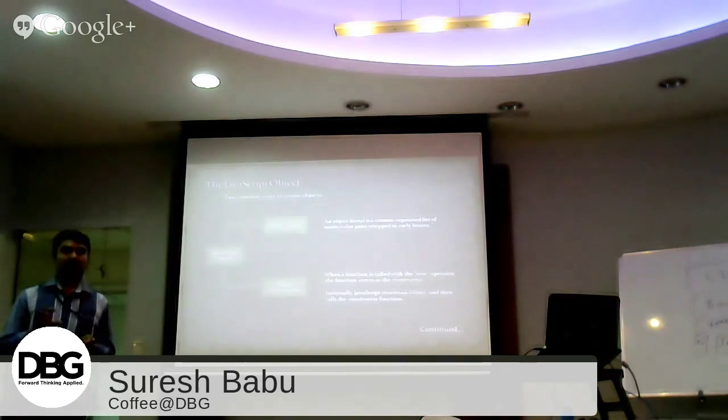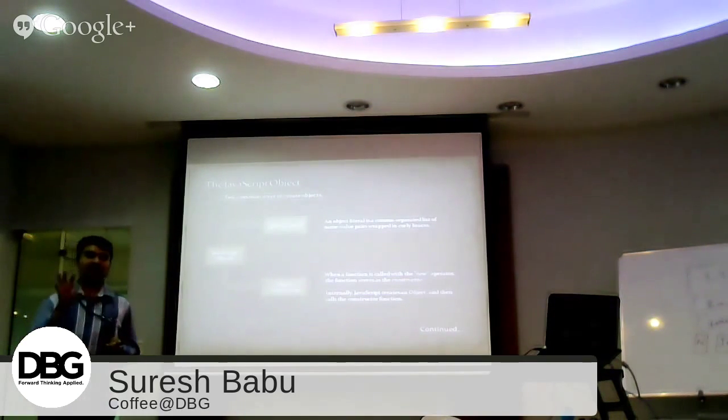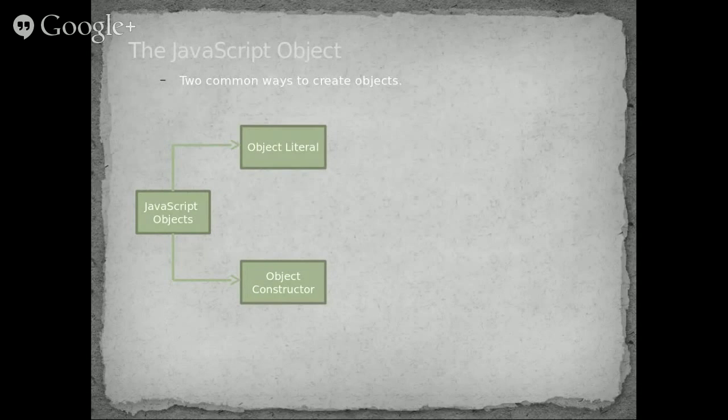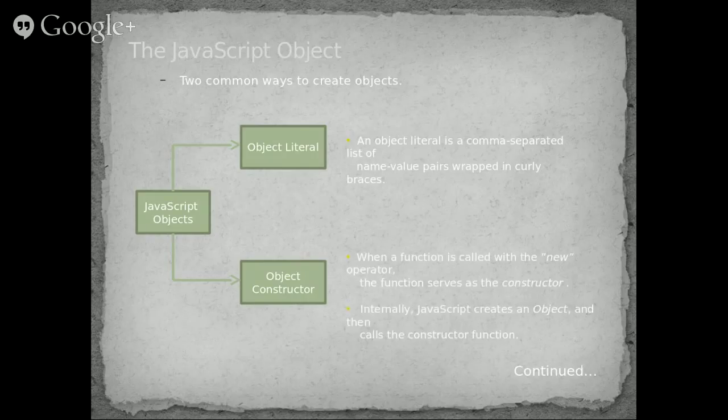Object constructor: in JavaScript, functions are objects. When you call a function with the new keyword, it will serve as a constructor. We know that to create an object, a constructor is a must in other programming languages also, isn't it? To create an object constructor, we need to define a function and use the new operator to call that function, and then it will create an object. We will check one sample for that.